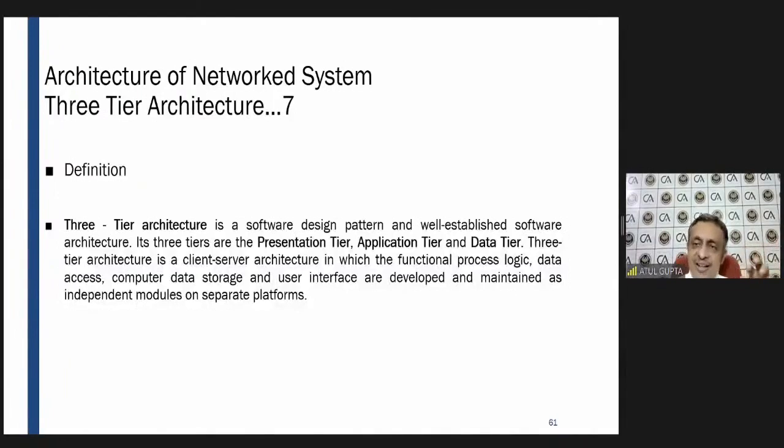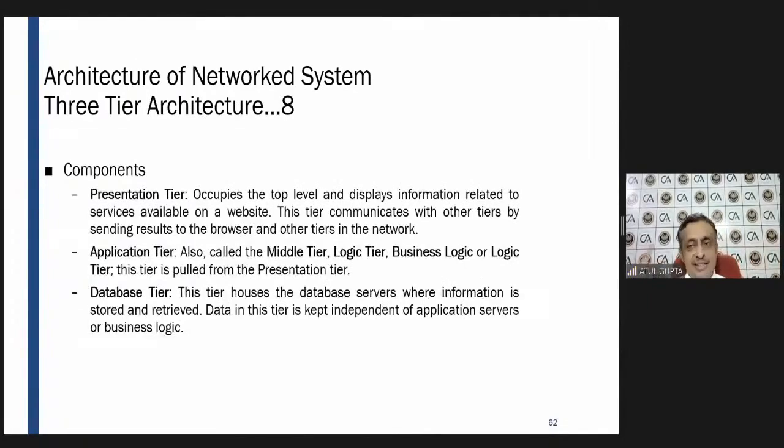Three tier. Three tier has three layers: presentation tier, application tier, and database tier. So let us remember that. Presentation tier, the same as in the two tier, occupies the top level where the user interacts. The tier communicates with other tiers. The application tier is the middle tier, where the business logic resides. So whatever user says, it goes to the application tier, goes to database tier, picks data, comes to application, and then comes to the user. This tier houses the database servers where the information is stored and retrieved from.